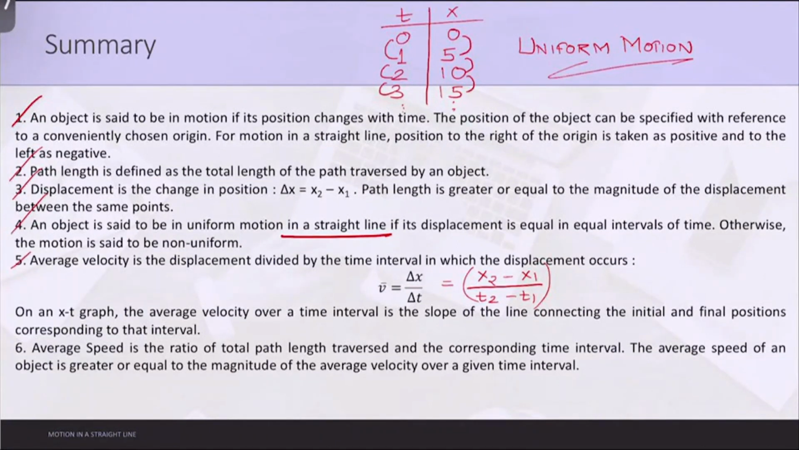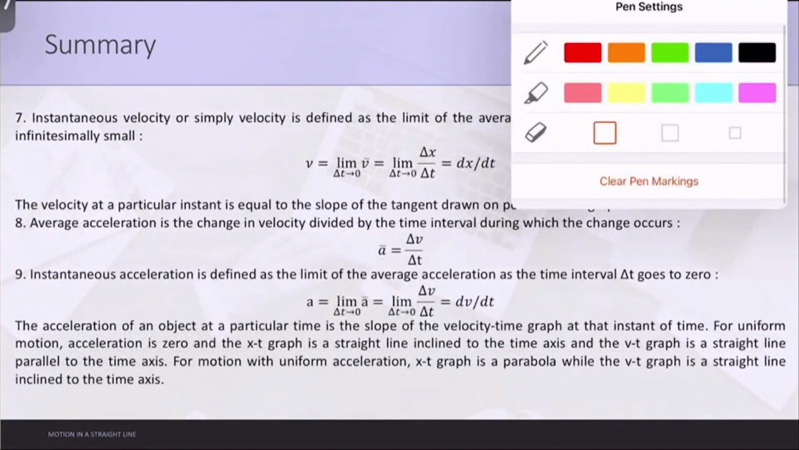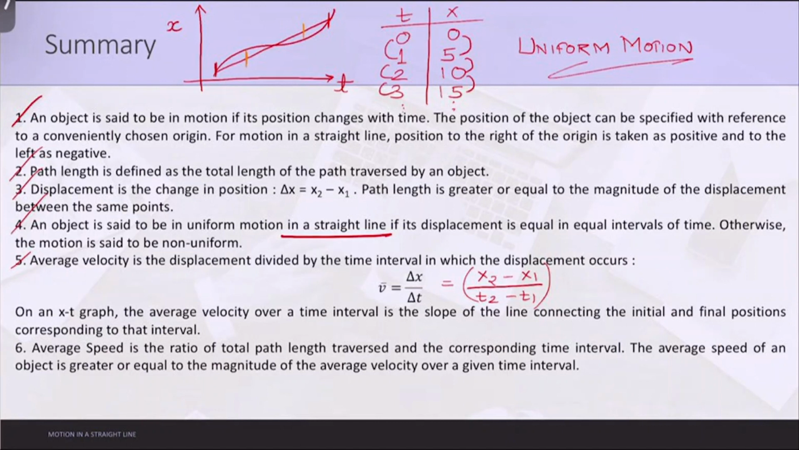Fine. Next thing is on an xt graph, the average velocity over a time interval is the slope of the line connecting the initial and the final position corresponding to that interval. So this is an example for this. Let's say this is t, this is x, and we drew some example like this. If we need to calculate the value of slope from this to this, we'll just join these two like this. If I need to find the slope at this location, we'll just join this and find the slope. That is how the slope will be calculated.